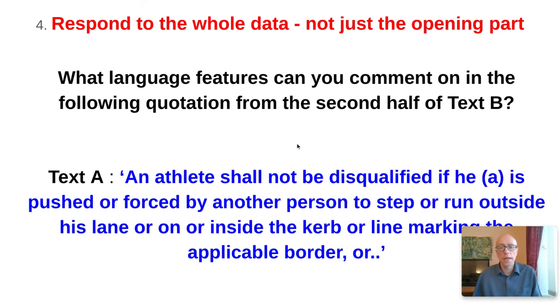For example, here we've got, this is from text B, it's the second half of text B, and it says, "An athlete shall not be disqualified if he is pushed or forced by another person to step or run outside his lane or on or inside the kerb or line marking the applicable border or..." This is very clearly written for a very specific audience, isn't it? This is not written for the general reader.